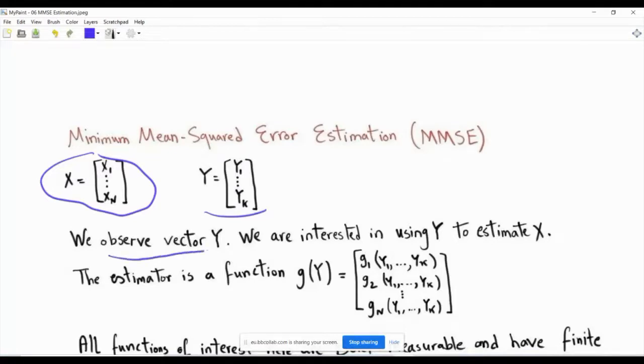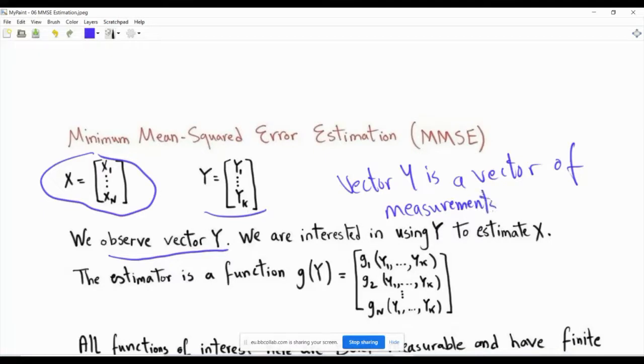Now, suppose that you observe y. So you know the y's. Okay, so vector y is a vector of measurements, things that you measure and know, or observations, or whatever you want to call them. Now you ask yourself this question. Given those observations or measurements, given vector y, can I make a guess regarding vector x? Which means that you need to make a guess regarding x1, x2, x3, up to xn.